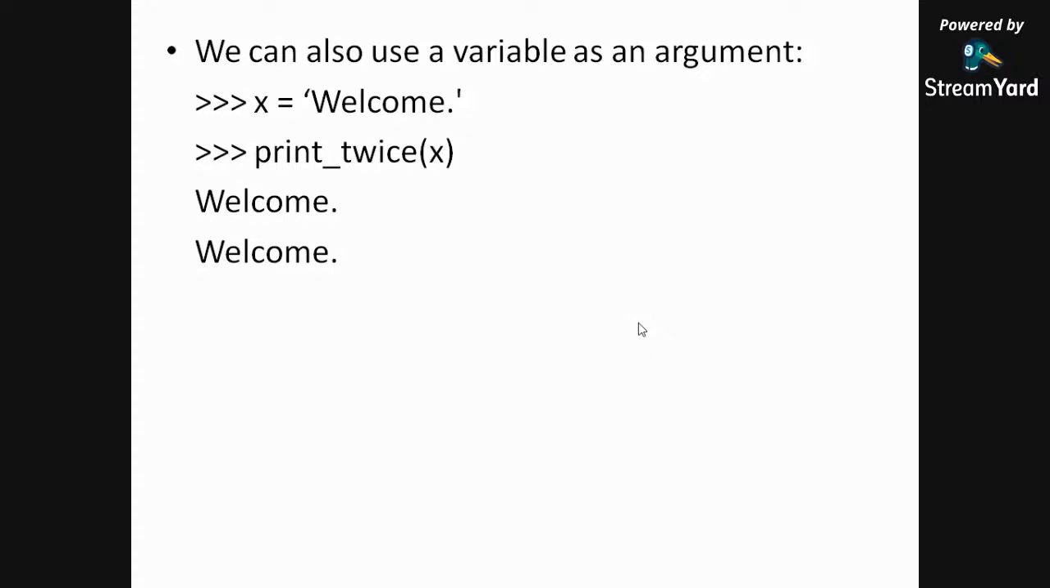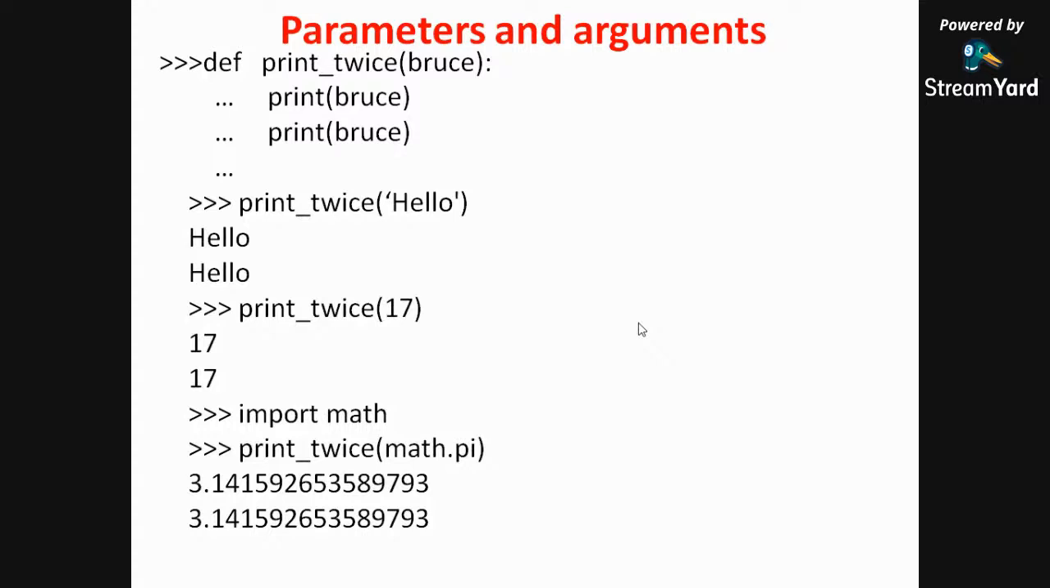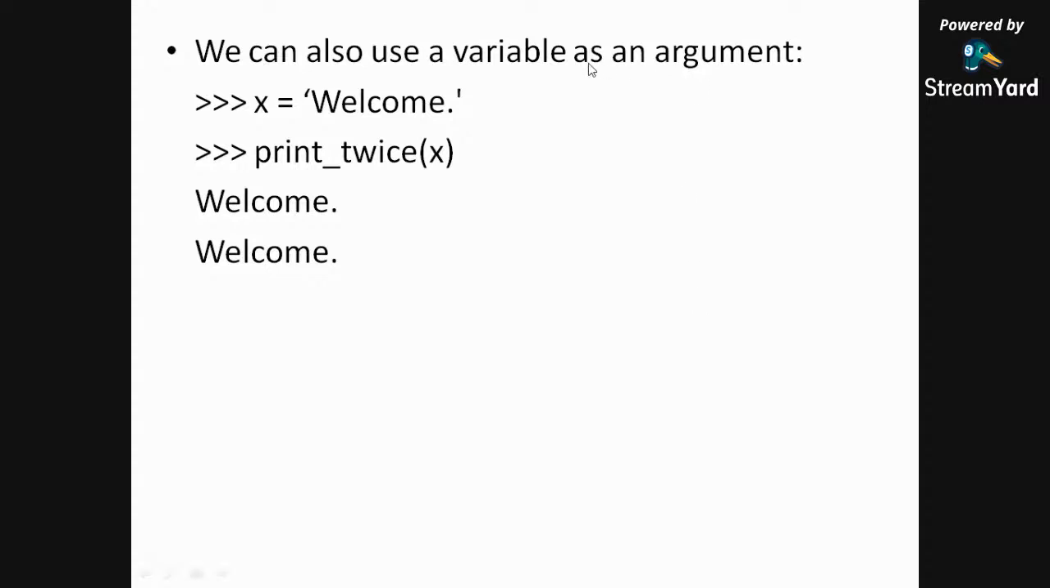Now we can also use a variable as an argument. In the previous case we used only strings and constants. Here we passed the string hello, or the constant 17, or the constant math.pi. Sometimes we want to pass values present in variables. That is also possible here.